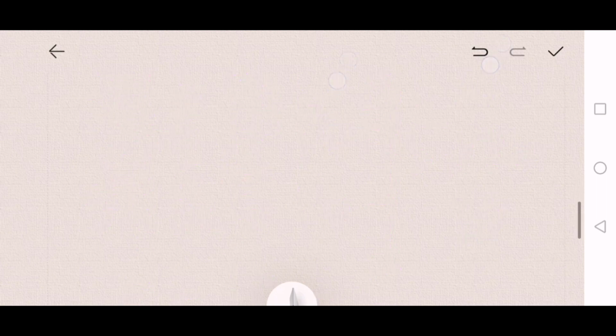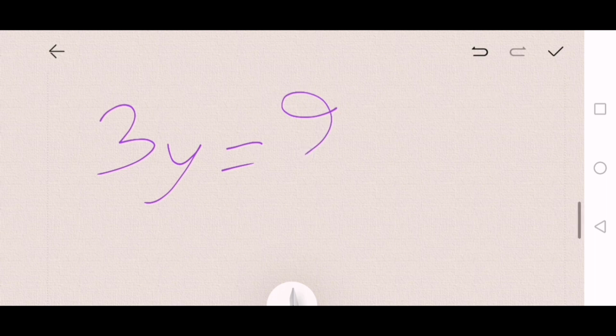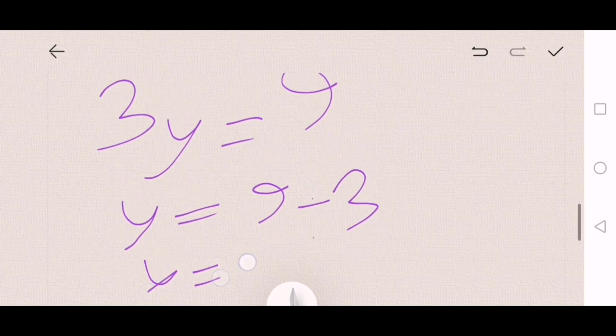Okay, so if someone says 3y equal, let's say 9, what should it be? Same, y will be here, 9 divided 3. So the answer is y equal 3. So that means over here this should be number 3.